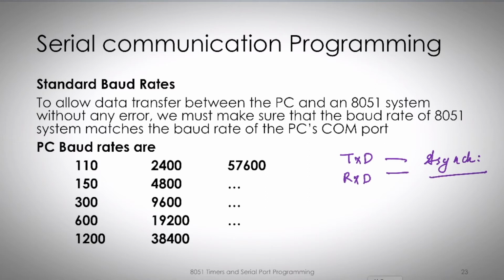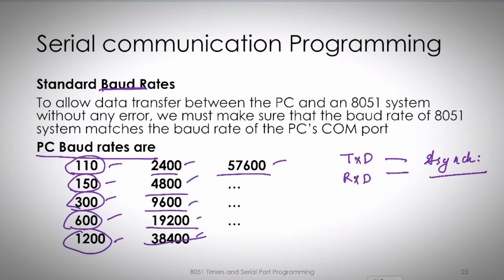One of those was the baud rate, and there are some standard baud rates which are defined in a computer. The standard baud rates are given here, that is 110, 150, 300, like that. In these standard baud rates, generally we will be using at most the 9600 baud rate in most of our communication. Okay, so this is the important baud rate we should always remember. However, in order to generate this baud rate, we will be using 8051 timers.